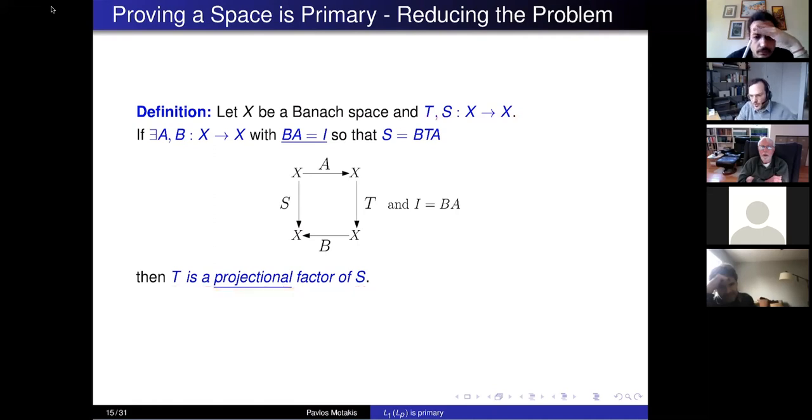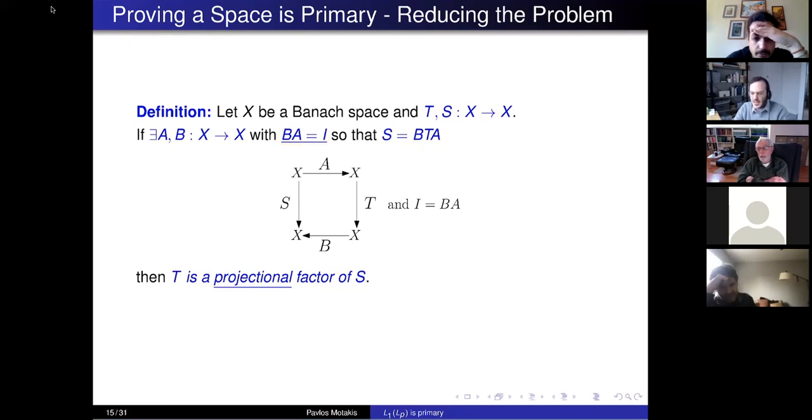So this is going to be more than just being a factor. I say this if I can write S as a product of three operators, where T sits in the middle. So S has these three factors, B, T, A, and T is the middle factor. But I additionally demand that the outside operators, B and A, multiply out to the identity. So BA is the identity, B is the left inverse of A. So I demand this additional condition.